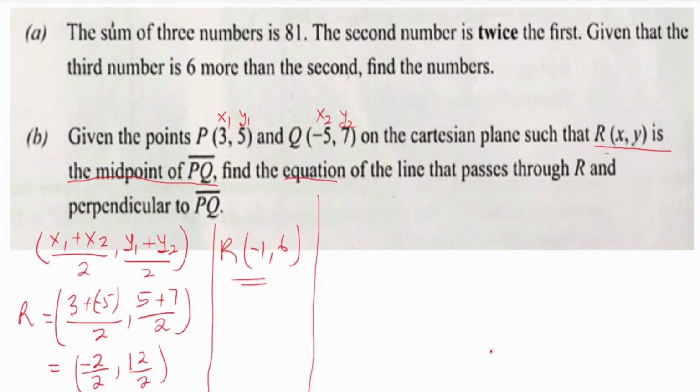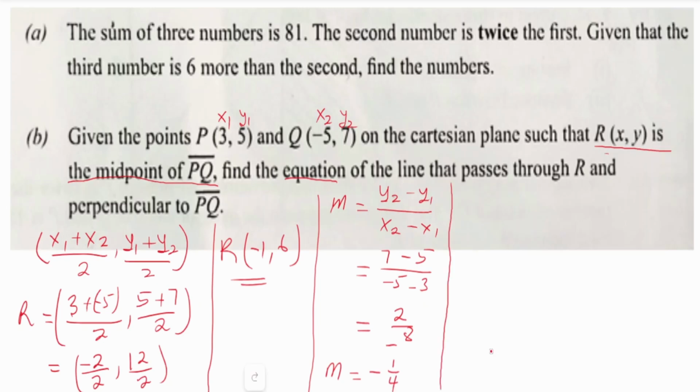If we decide to call the gradient of PQ m, then the formula will be change in y, which is y2 minus y1, divided by change in x, which is x2 minus x1. And that will be 7 minus 5 divided by -5 minus 3. And that will be 2 over -8, which will mean the gradient is -1 over 4.